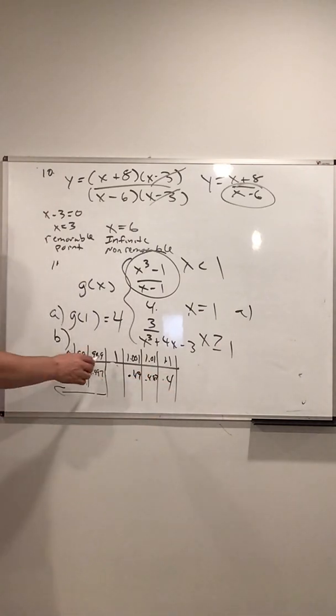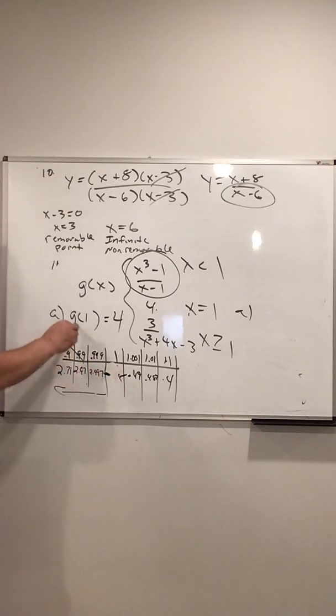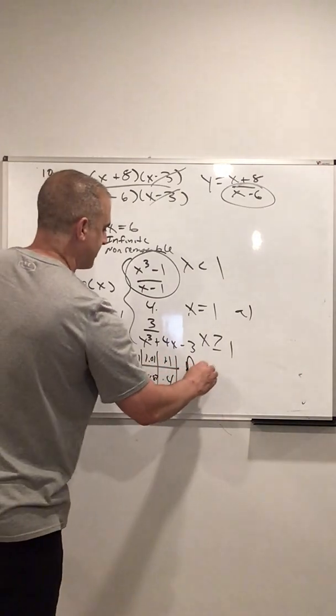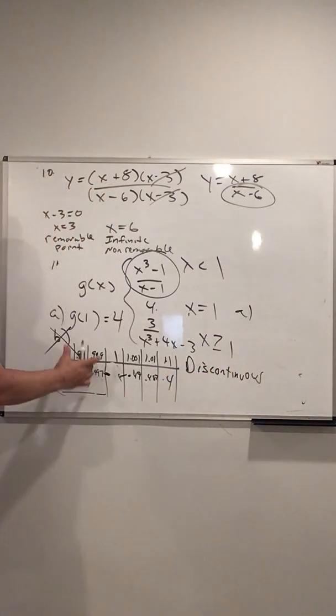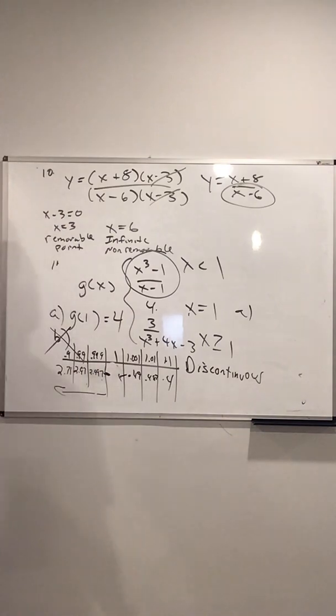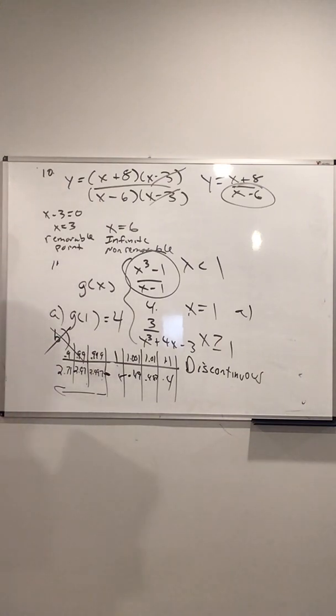Now, the problem is these are not approaching the same number. So that part doesn't work, so this would be discontinuous. What you would need for it to be continuous is both parts, as they approach 1, should be getting closer and closer to 4. That's the way it would be continuous. Let's go on to the last few problems.